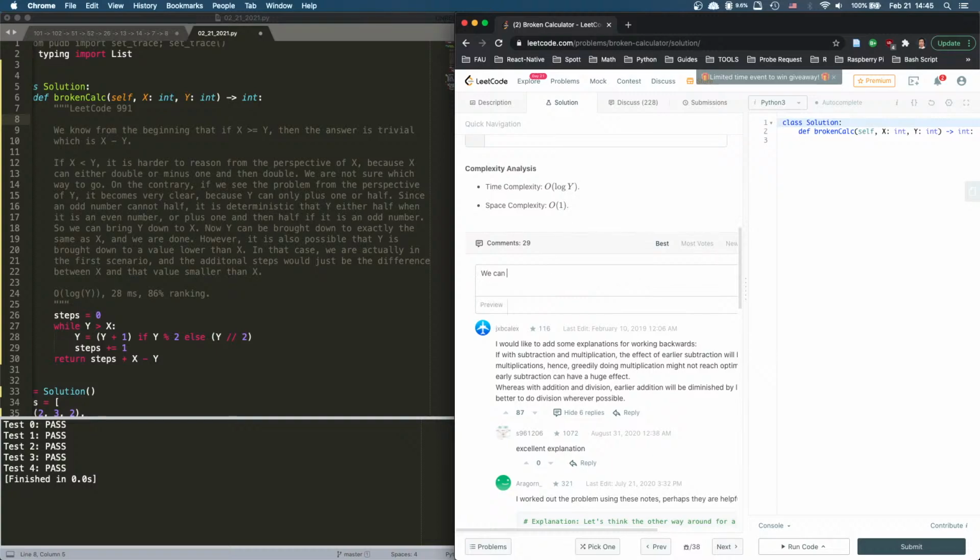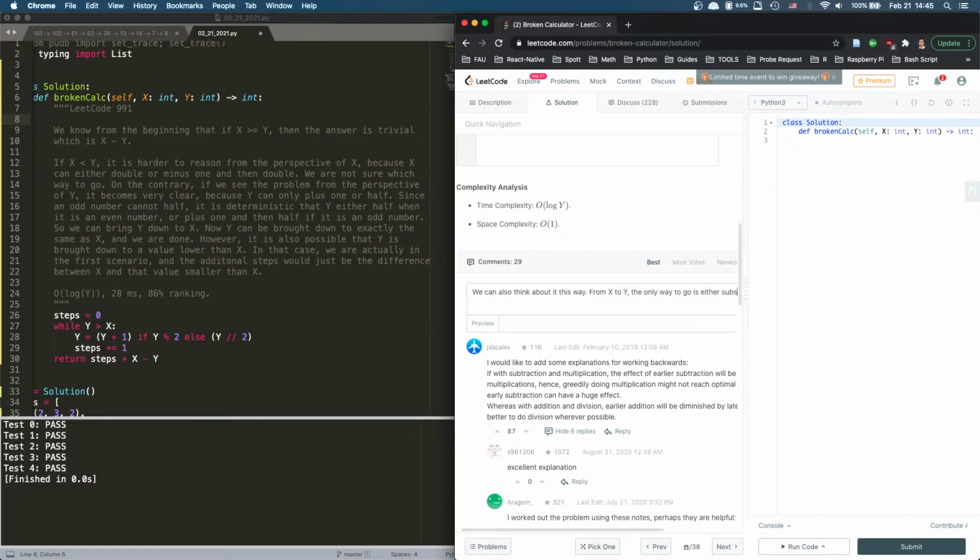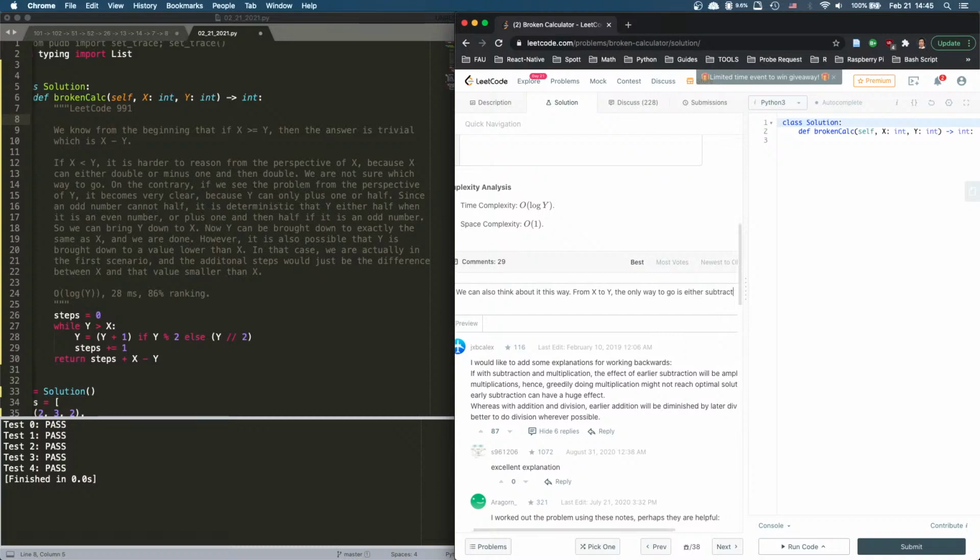All right, we can also think about it without considering greedy. I think about it completely based on how numbers work. How should I phrase it? I'll think about it this way. From x to y, the only way to go is either subtraction, all right, I'm going to use the symbols, -1 or times 2.